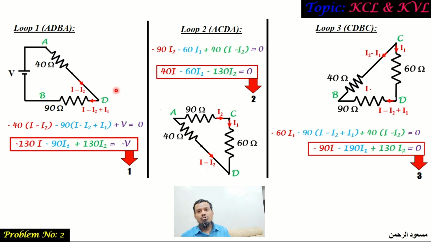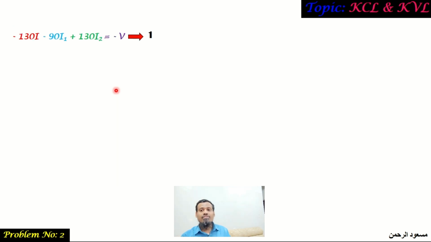So now we have 3 loops, we have 3 equations. By solving those 3 equations, we will get the required currents I, I1, I2. Let us take the first 2 equations out of the 3 that we have formed. So this will be equation number 1 and this will be equation number 2.